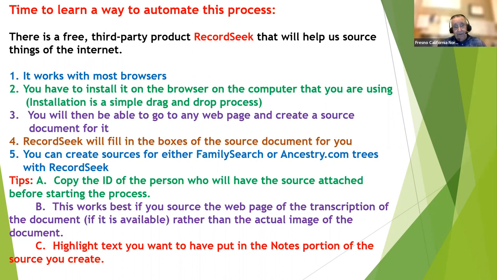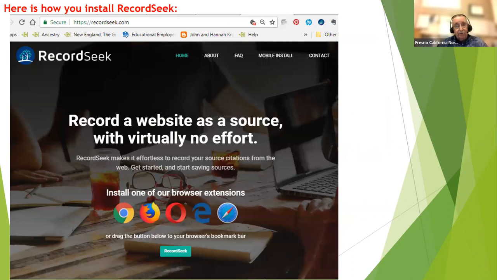And then the other thing you're going to find is that if you highlight the transcription, the text that you want to have placed in the notes portion of the source that RecordSeek is going to create, it'll put it right there for you. But you have to highlight what you want. And we'll be showing you all that. So here's where we start. We've got to get it on our computer.